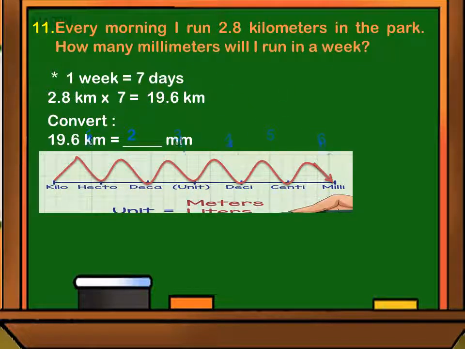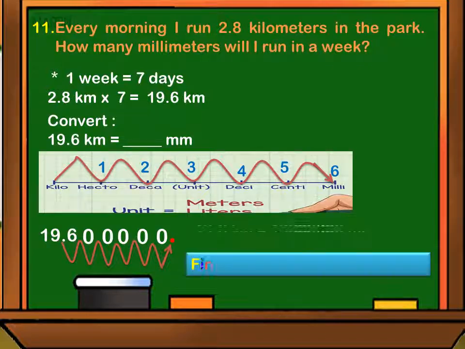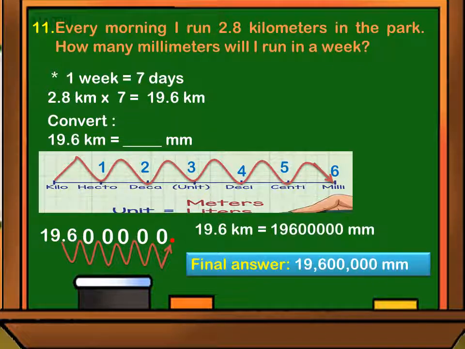There are 6 steps going to the right, from kilometer to millimeter. So we have to shift the decimal point 6 places going to the right. 19.6 kilometers equals 19,600,000 millimeters. Final answer, 19,600,000 millimeters I will run in a week.